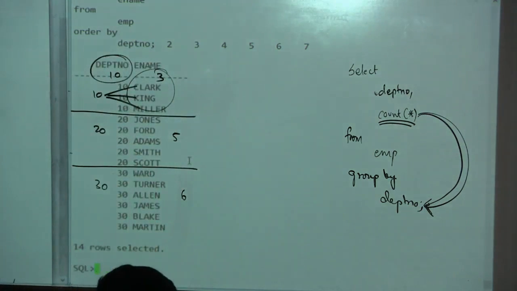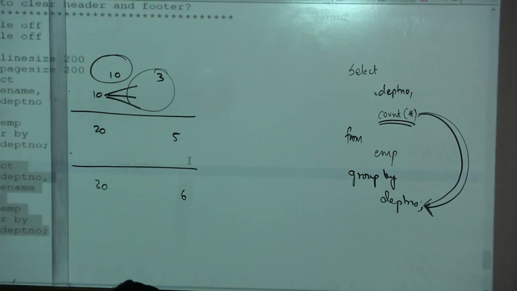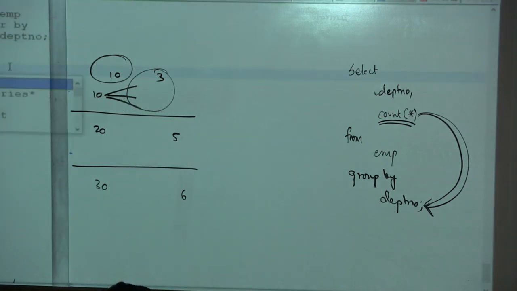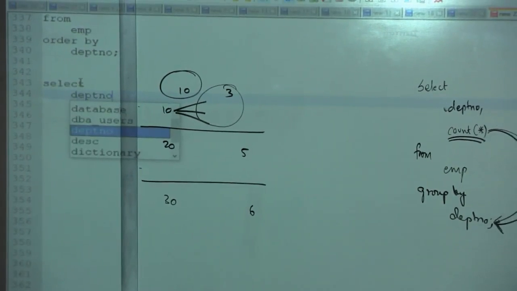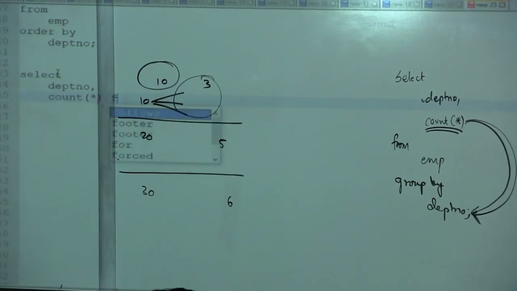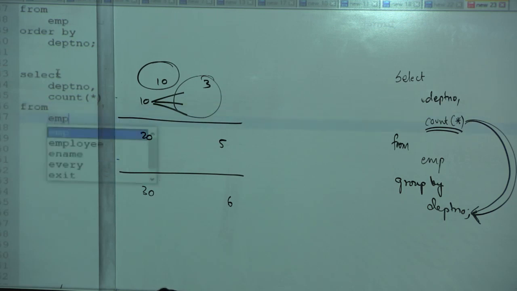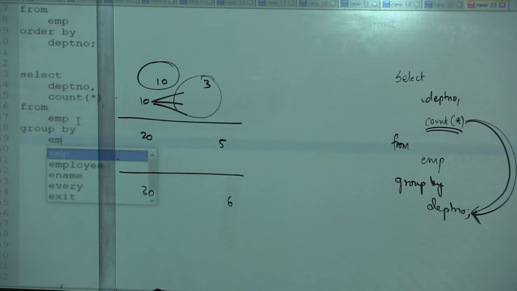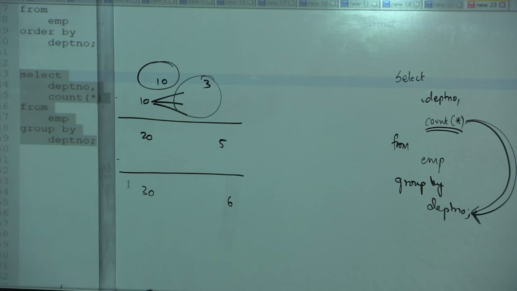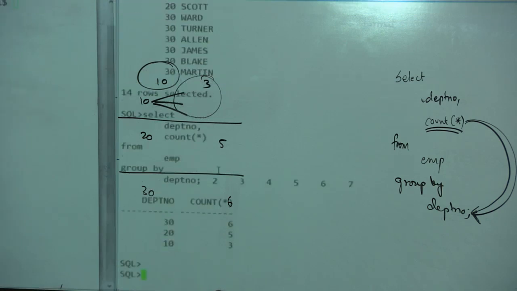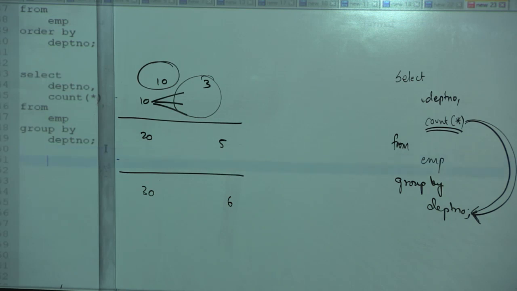So let me see if I can do this really quick. I will say select department number, count star from EMP. And then I will say order by, or actually group by EMP, or group by department number. So let's execute this one here. There you go. And then I can give whatever the name that I want and order by.